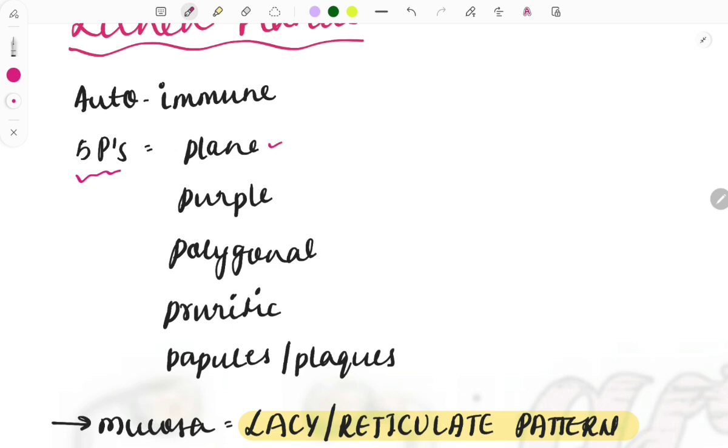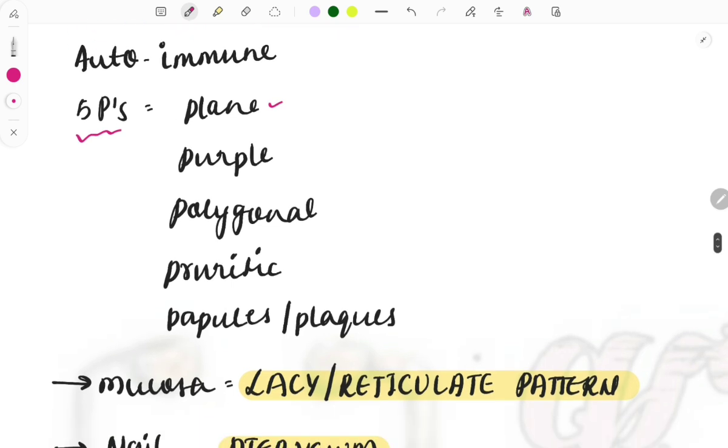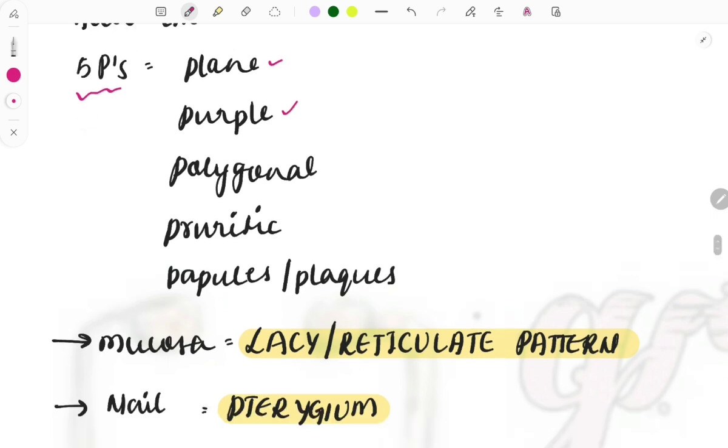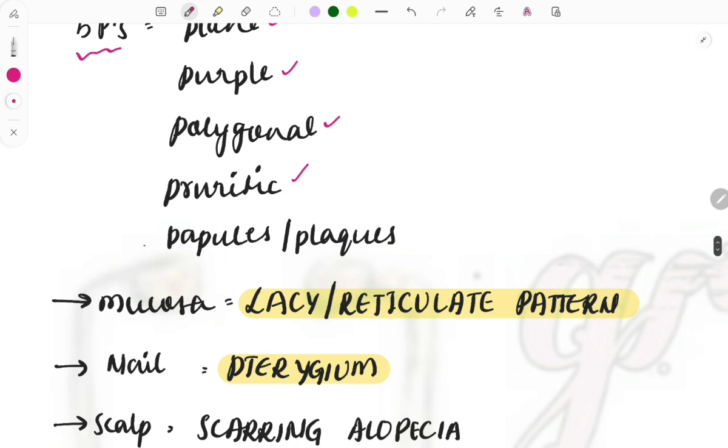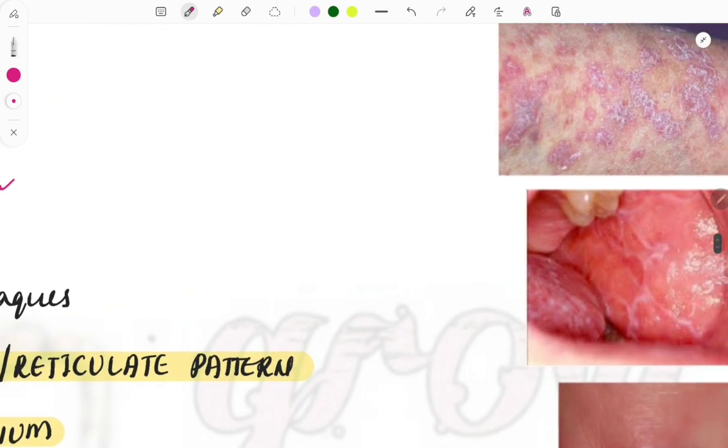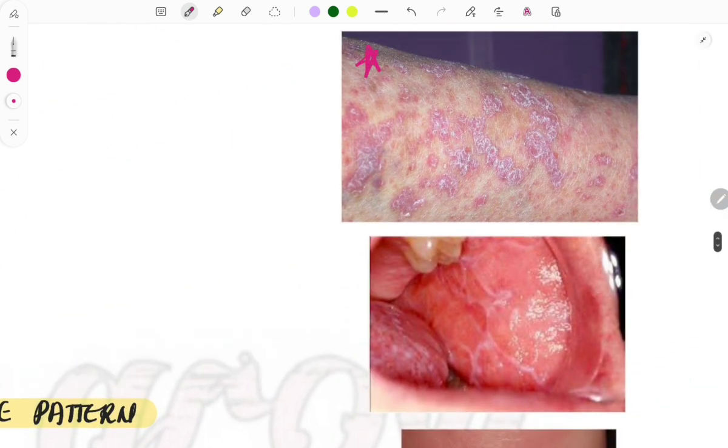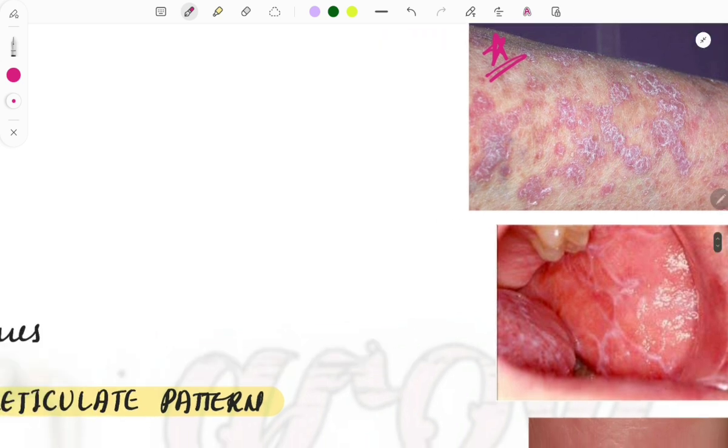So plain, then the papules or plaques, these are purple in color. Whatever lesions there are, they are purple in color. Polygonal, pruritic, papules and macules can be seen. So this is the image, and an important image based question is asked, and you can see here that these lesions have a purple color appearance, and these are pruritic lesions and polygonal in shape.